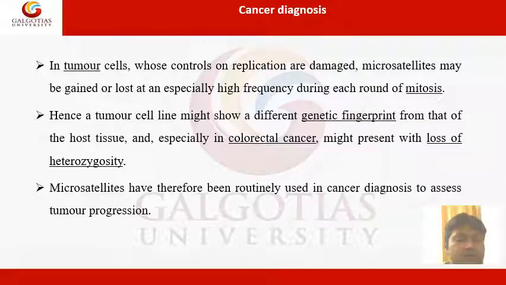Now in case of cancer diagnosis, in tumor cells whose control and repair mechanisms are damaged, microsatellites may be gained or lost during the mitosis stage. Hence a tumor cell line might show different genetic fingerprints from that of the host tissues, and microsatellites have therefore been routinely used in cancer diagnosis.